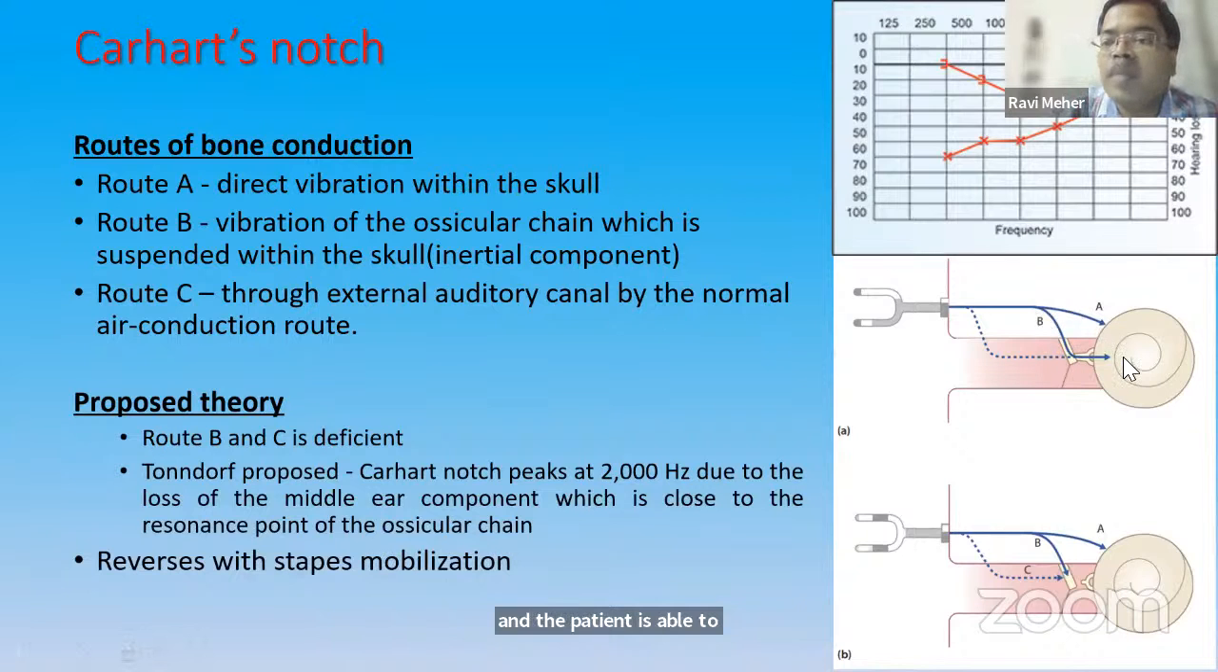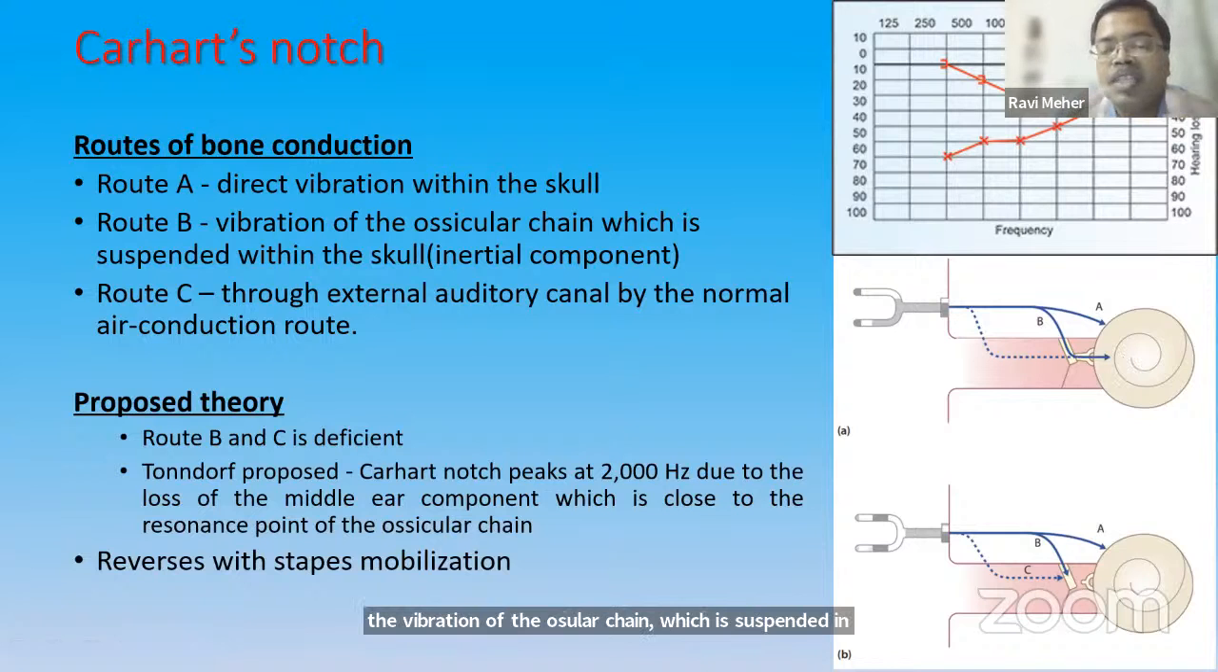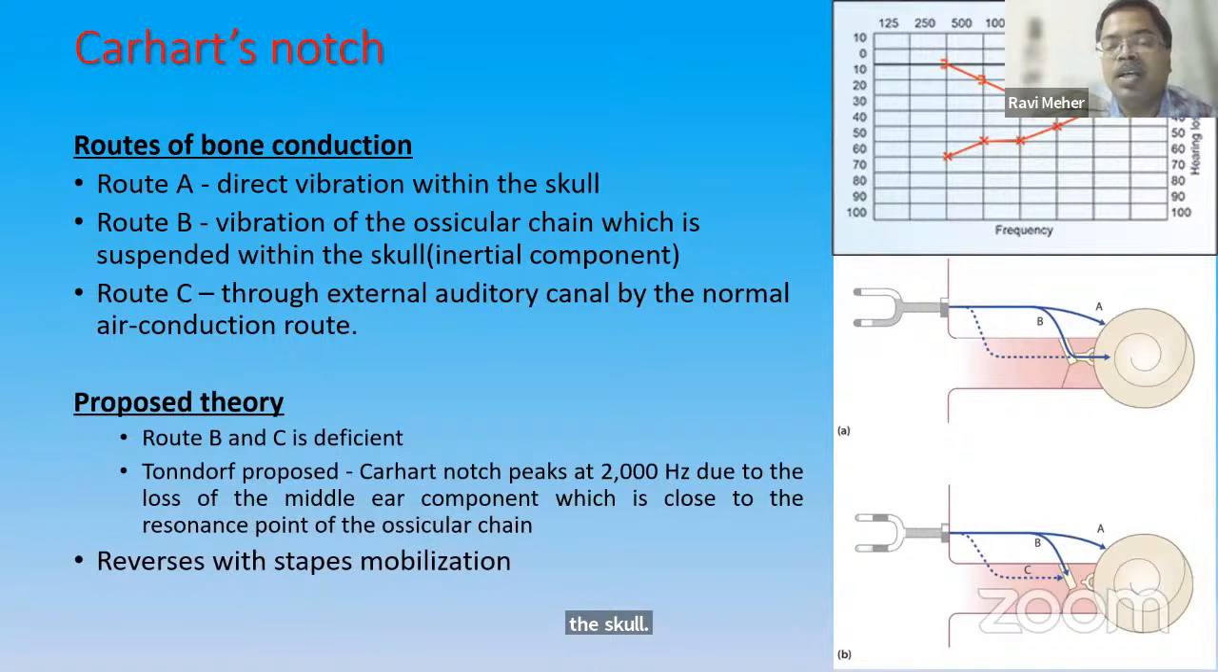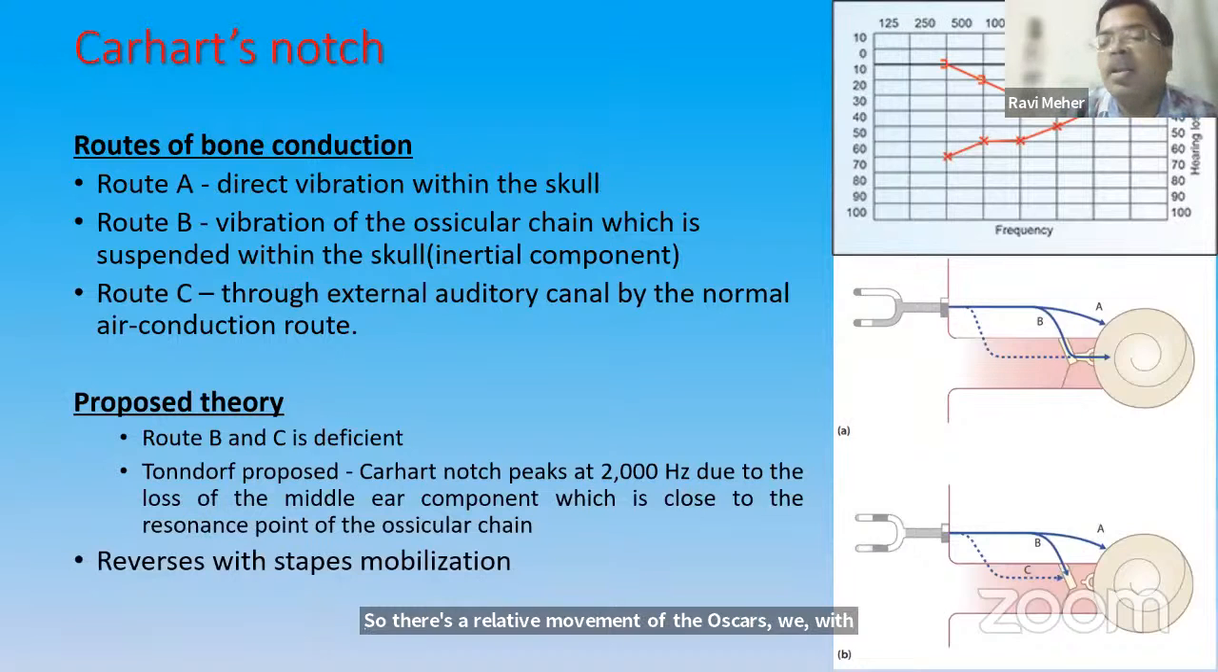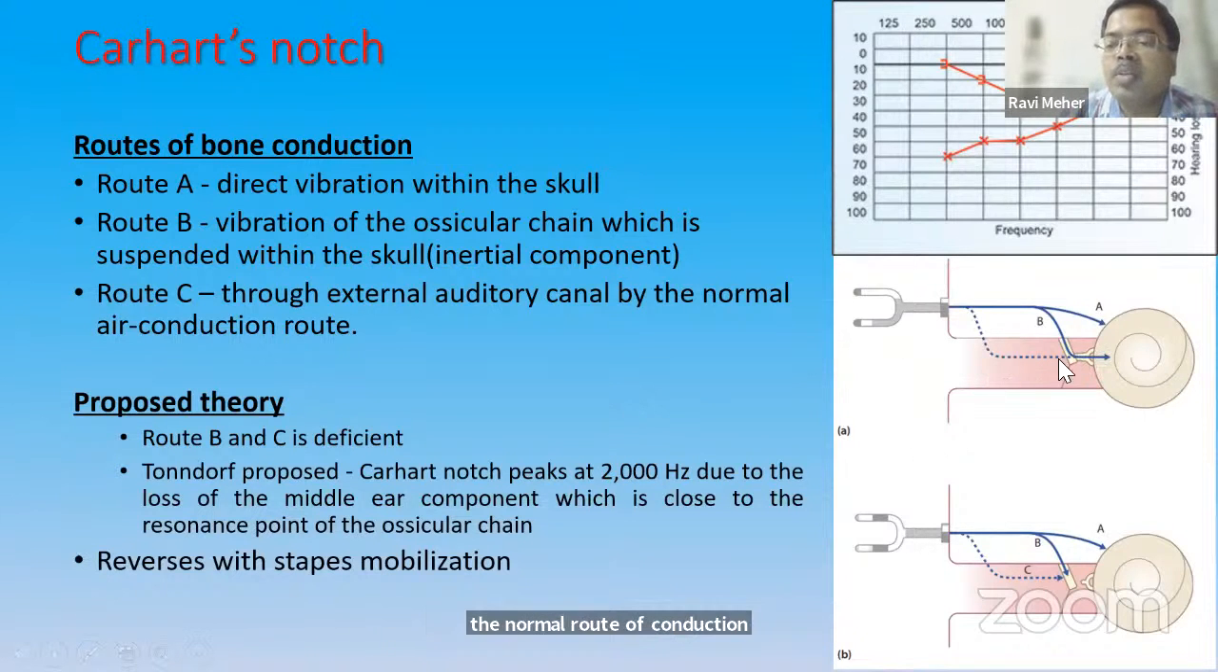Second route is through the vibration of the ossicular chain, which is suspended in the skull. So what happens when the skull is vibrating, the ossicle, which has an inertia, is not vibrating, right? So there's a relative movement of the ossicles with the perilymph, and that leads to some hearing, and this is called the inertial component, or through the ossicular chain. And route C is basically the normal route of conduction through the external canal, through the tympanic membrane, and through the ossicles to the inner ear. So these are three routes.